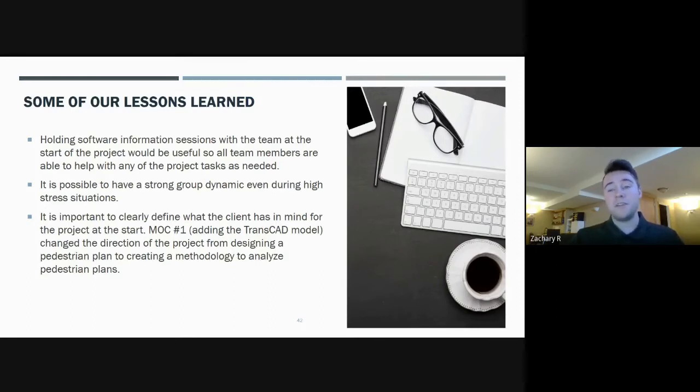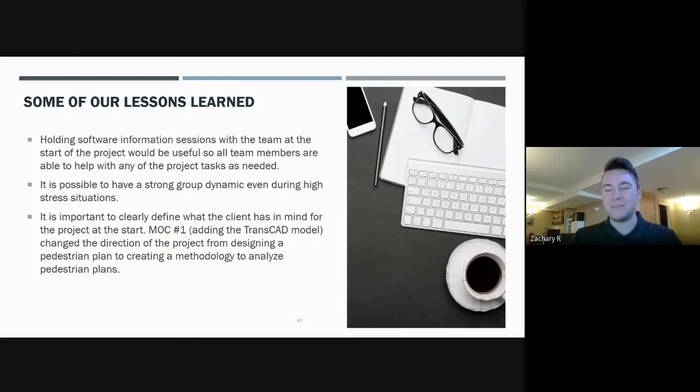Holding software information sessions with the team at the start of the project would have been useful so that all team members could help with any of the project tasks as needed, instead of having certain individuals a lot more focused on certain aspects and certain programs, which led to a bit of a disconnect between our team.